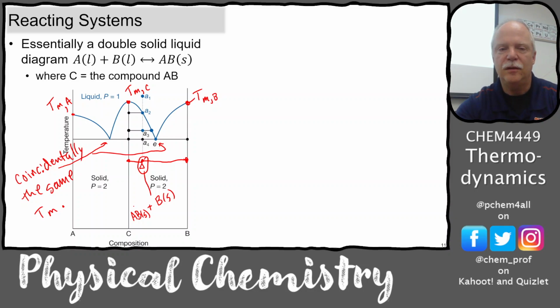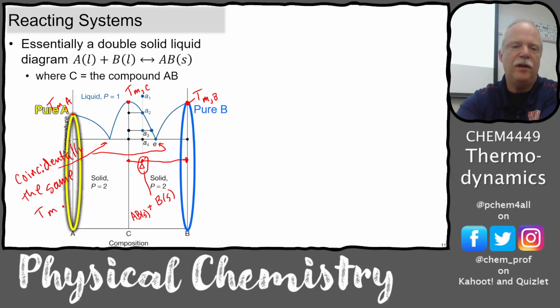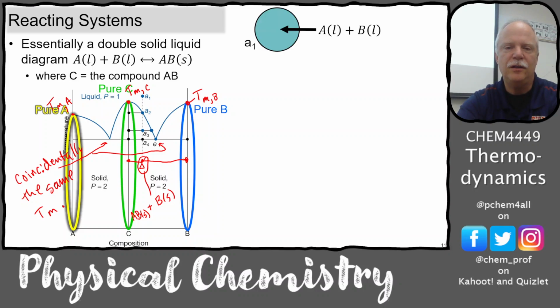So I think I have some pictures here too. If the pure A is yellow and pure B is blue, and pure C is green, then this would be starting at A1, we have A liquid and B liquid. We have no AB liquid. So in this particular phase diagram, there's no way you would have AB(L).